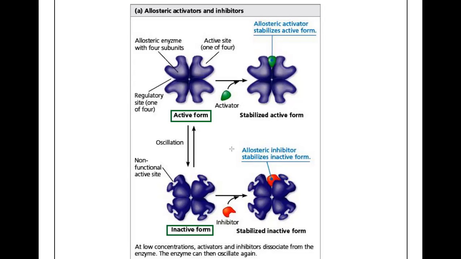Are you clear? When the activator binds to the regulatory site, the enzyme will stop its oscillation and will stay in the active form. Then we can get benefit of its catalytic activity. Clear?